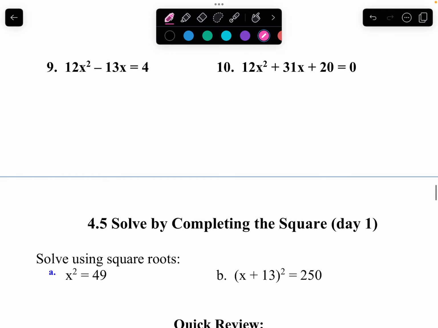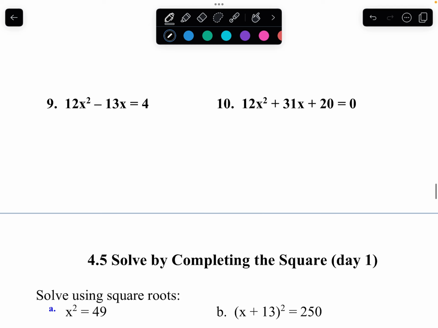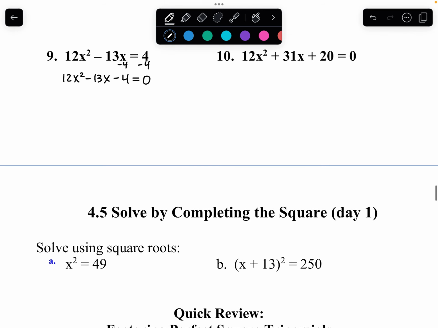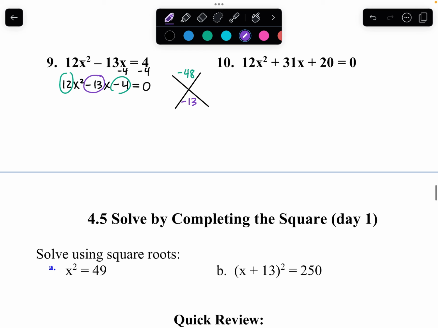Okay, let's get to number 9. So when it's not equal to 0, you have to set it equal to 0 first, just like you do with the quadratic formula. And so we would rewrite this as 12x squared minus 13x minus 4, and then factor it. So my c value is -4. Okay, and so a times c is -48. My b value is -13.